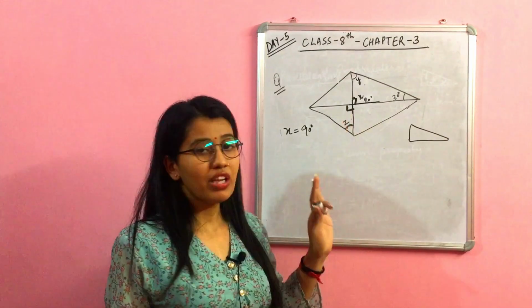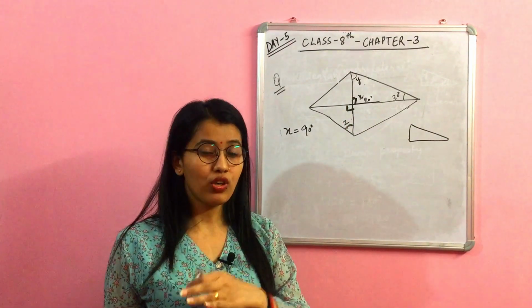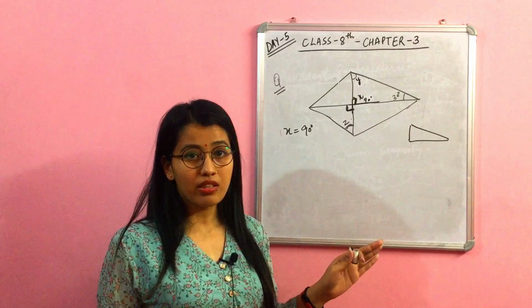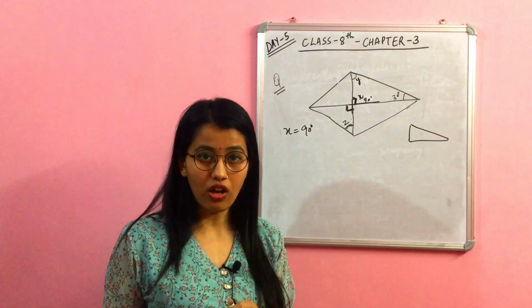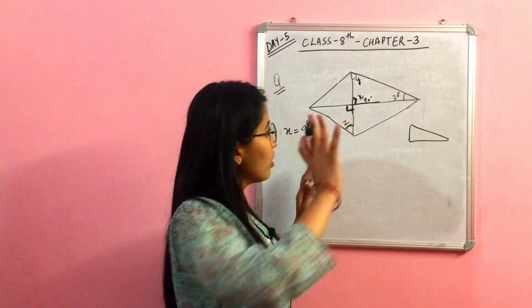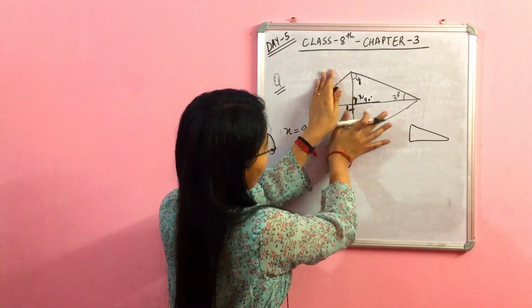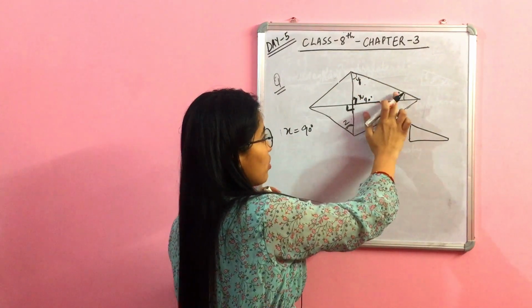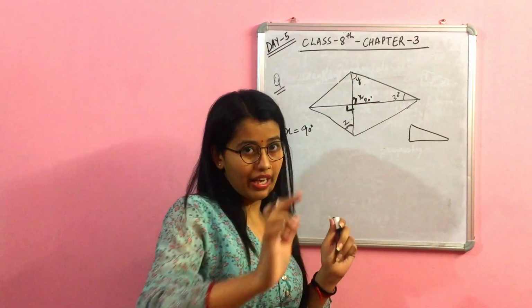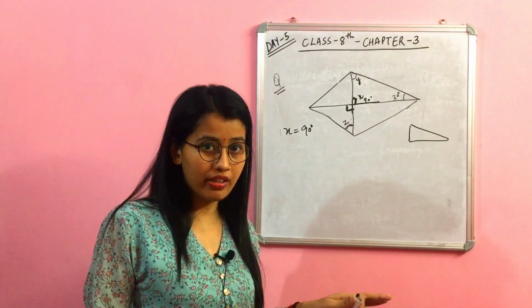Now if you remember, we have studied the angle sum property. What it says is that the sum of the measures of all three angles in any triangle is always equal to 180 degrees, right? So if you just hide these figures, you will see a triangle here in which we know two angles and we have to find the third angle. So we can use the angle sum property here, right?